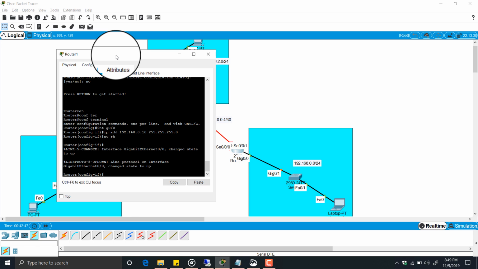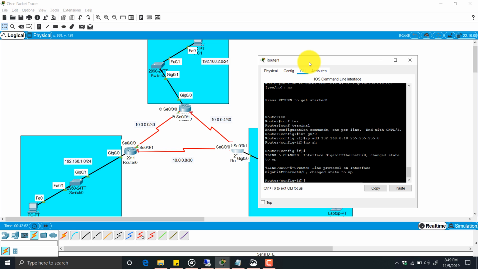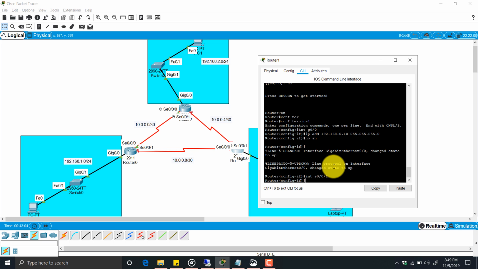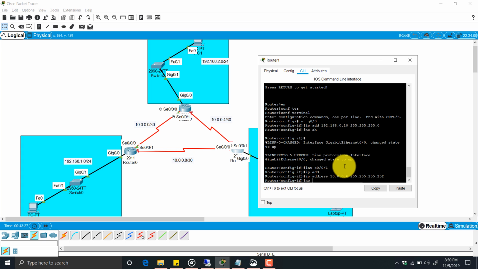Okay. Now let's configure the WAN-SIDE. Okay, so interface serial 0001. I'm going to configure the interface that is connected to this router first. Okay, so IP address 10.0.0. So if I give this router the 5, I will give this router the 6. Then 6. 255.255.255.252. Okay, now I'm going to turn it on.